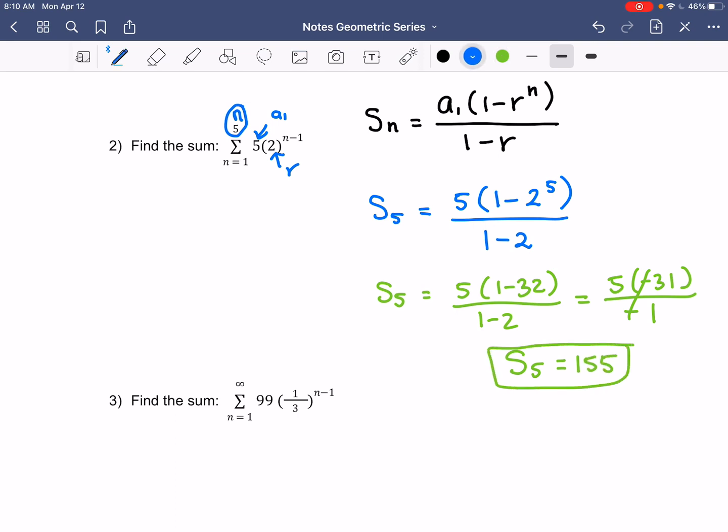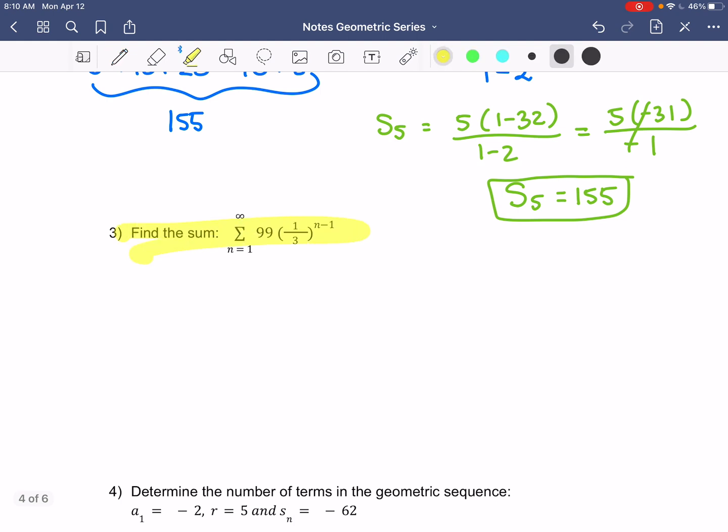So there are only 5 terms here. The first term is 5, and then the common ratio is multiplying by 2. So it's 5 times 2 is 10, times 2 is 20, times 2 is 40, times 2 is 80, and that's 5 terms, and if you add them all up, you get 155. So you could just list them all out and then add them together. That's one way to go about it.